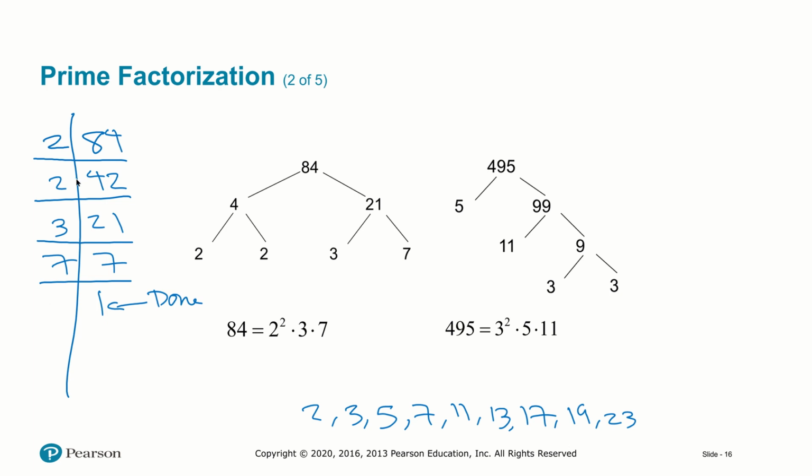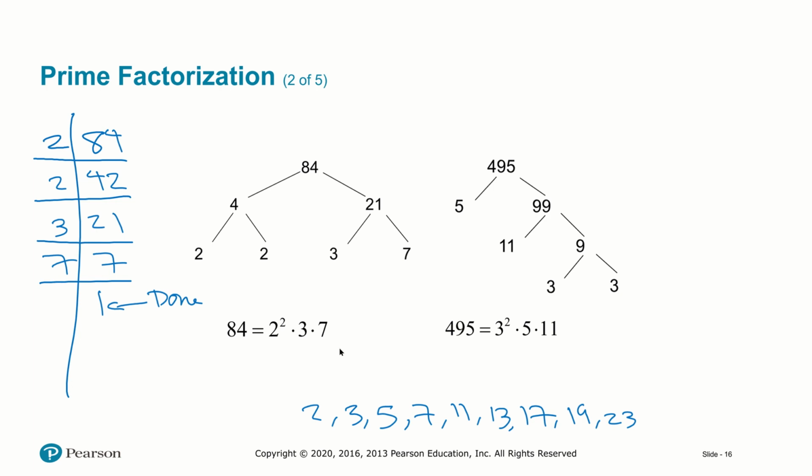Now, the really nice thing about this method is that you notice you get all your primes in order from smallest to largest, and you can quickly write this particular form of the prime factorization using powers. So we have 2 squared times 3 times 7. See how nicely that works out?